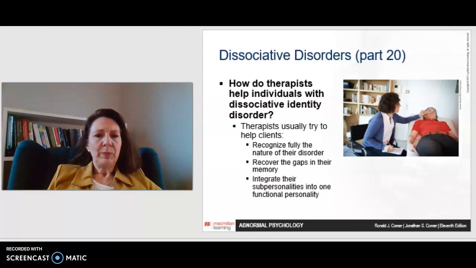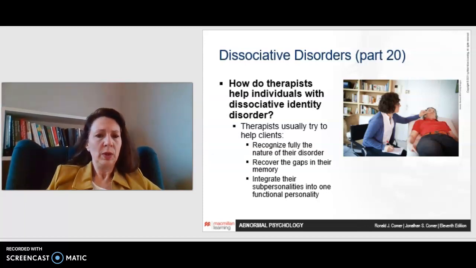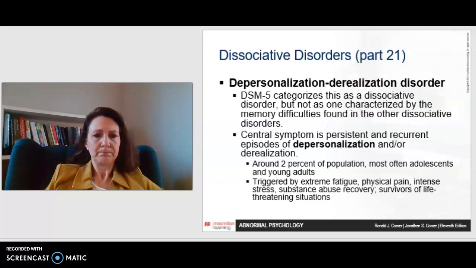Therapists work with people to try to help clients recognize fully the nature of the disorder as well. They recover the gaps in their memory, and they integrate subpersonalities, if it's DID, into one functional personality.